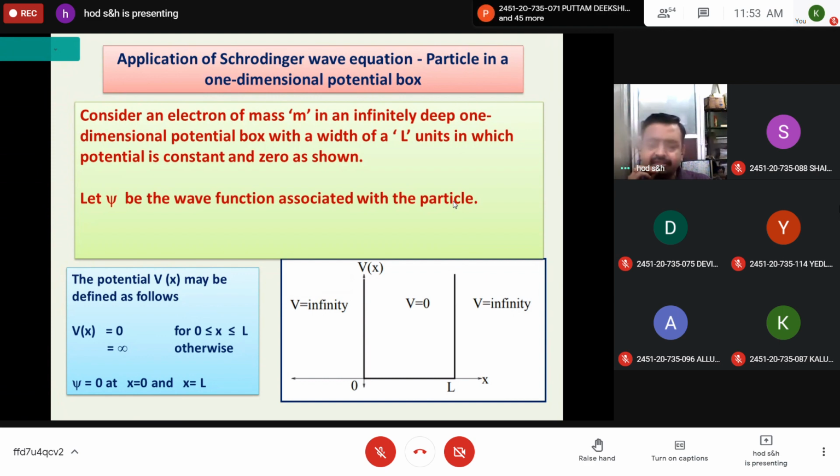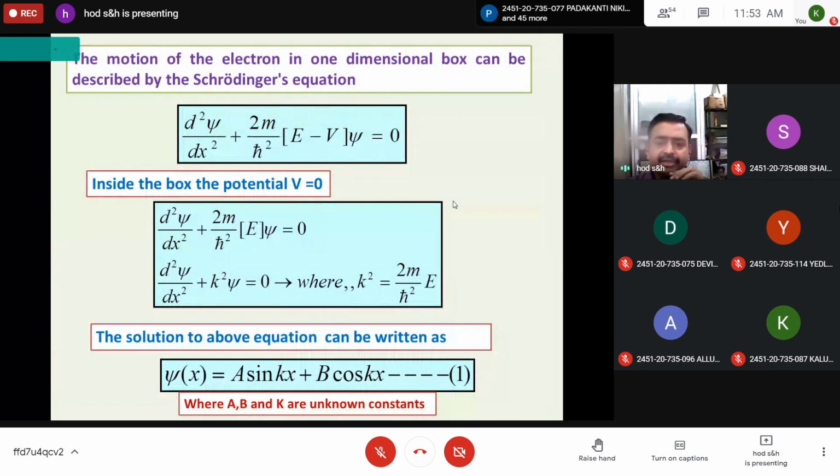In that sense, we can write the boundary conditions. Potential V is 0 for 0 less than or equal to x less than or equal to L, and potential is infinity otherwise. That means at the boundaries and outside the box. Also, psi is equal to 0 at x is equal to 0, and at x is equal to L. So, from Schrodinger time independent wave equation, we have d square psi by dx square plus 2m by h cross square into E into psi is equal to 0.